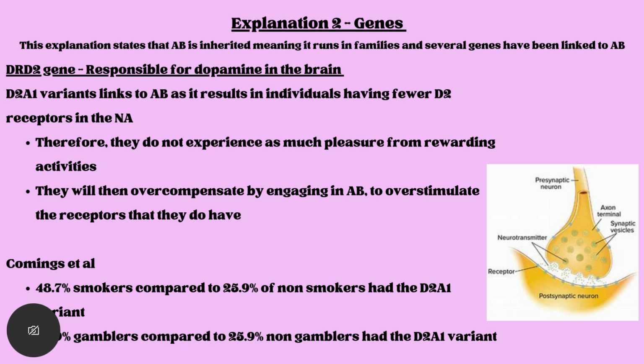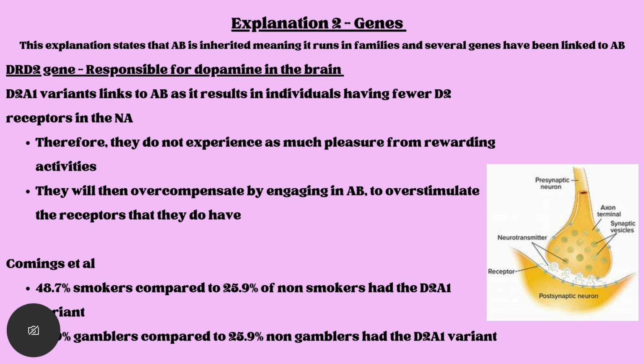So I'll let you figure that out yourself, have a little guess which pathway that is, the nucleus accumbens. But this means they don't experience as much pleasure from rewarding activities because there's less receptors to receive that dopamine. So it's harder to feel that sense of happiness and pleasure. So then they'll overcompensate by engaging in addictive behaviour because that, in their eyes, is the best way to give constant stimulation. So they will overstimulate the receptors they do have, therefore they become desensitised, and from there they can build a tolerance to it.